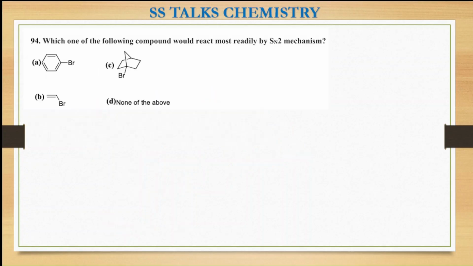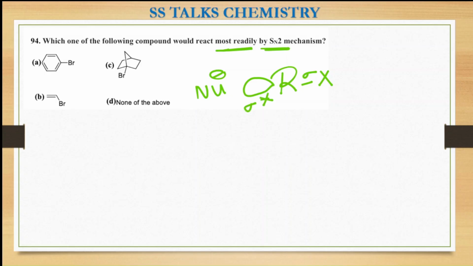So let us move on to the next question, that is this one. Here they are asking which of the following compounds would react most readily by the SN2 mechanism. So in the SN2, what we have is this RX species where X is my leaving group. Here the nucleophile comes. Here is going to be the sigma star, because this is the sigma bond between this carbon and this X, and this is going to be its sigma star.